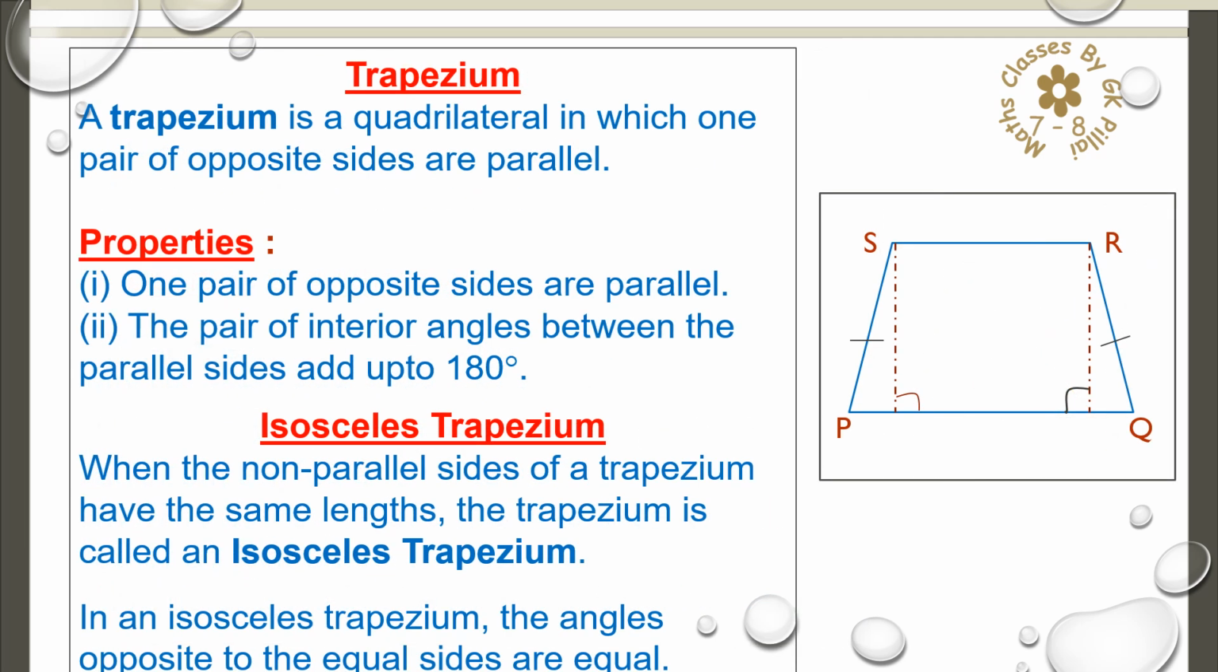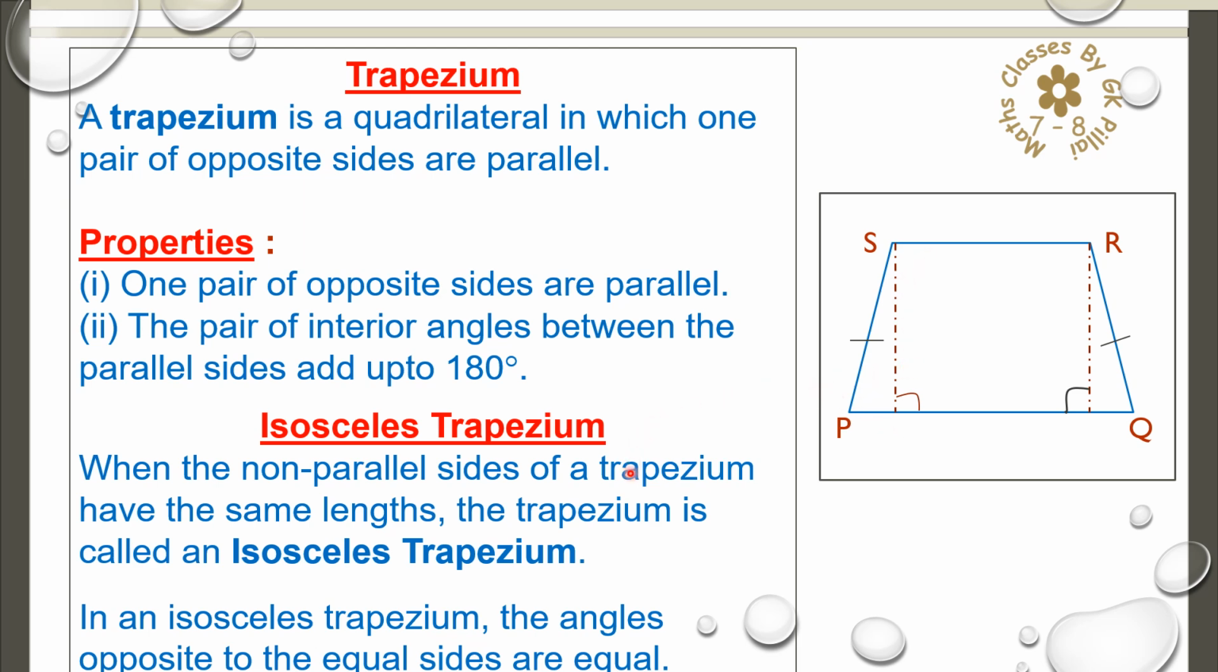Now we will learn about trapezium. Trapezium is a special type of quadrilateral in which one pair of opposite sides are parallel. The properties are: one pair of opposite sides are parallel. The pair of interior angles between the parallel sides add up to 180 degrees. Sum of these two angles is 180 degrees.